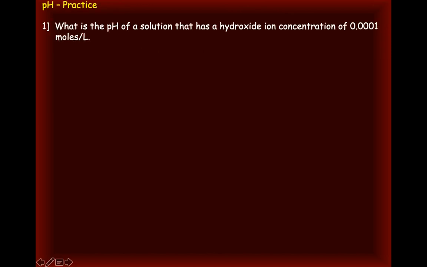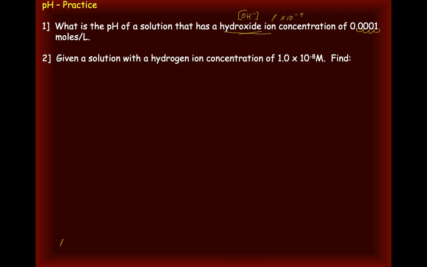All right, so just to practice a little bit, it makes sense to do that. What's the pH of a solution with a given hydroxide ion concentration? That's interesting because hydroxide, don't forget, is actually a base. So they're giving you the base concentration of 1 times 10 to the minus 4. So what is the pH of that?